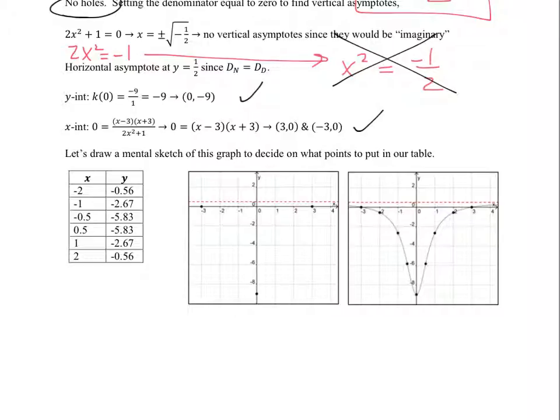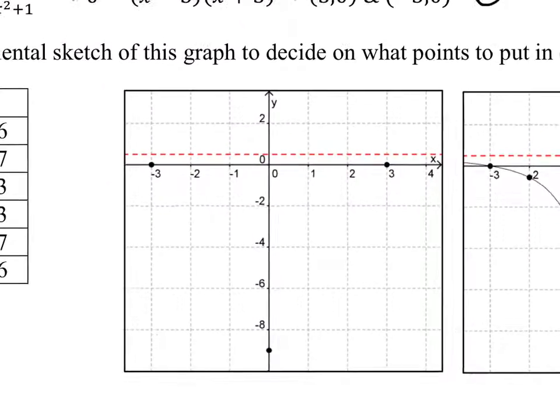So the info that we have right now is the following. The horizontal asymptote is at 1/2. Well, here it is, the dashed red line. The x-intercepts are negative 3 and 3. The y-intercept is down here at negative 9. So that's all the information that I've got. Again, this is literally all I have so far. So I need more points.